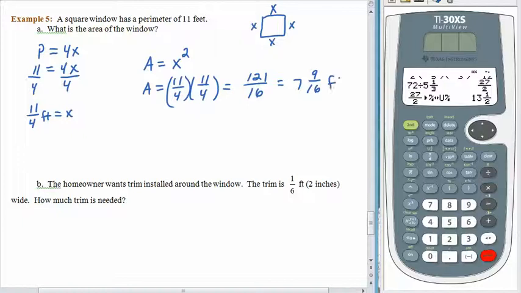And those, of course, are square feet. One because it's area, and all units for area are squared. And the other one is because this is 11/4 feet times 11/4 feet, and feet times feet give us square feet. And there we go.